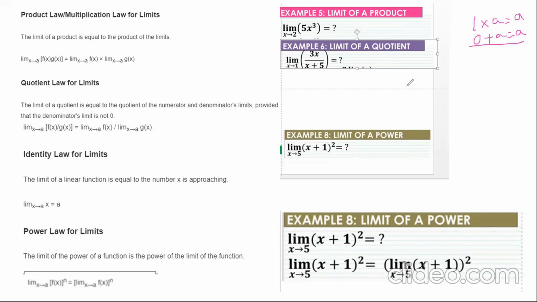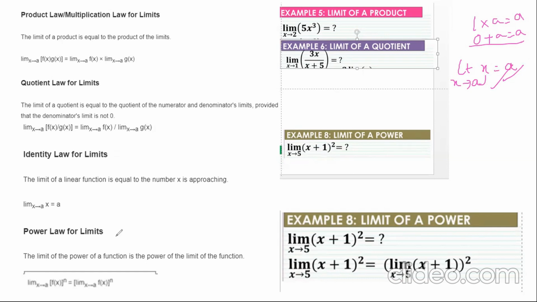In the same way, you have limit x tends to a of x is equal to a, because here, instead of x, you are going to put a. So this is the identity law of limits. Got it? Very good.